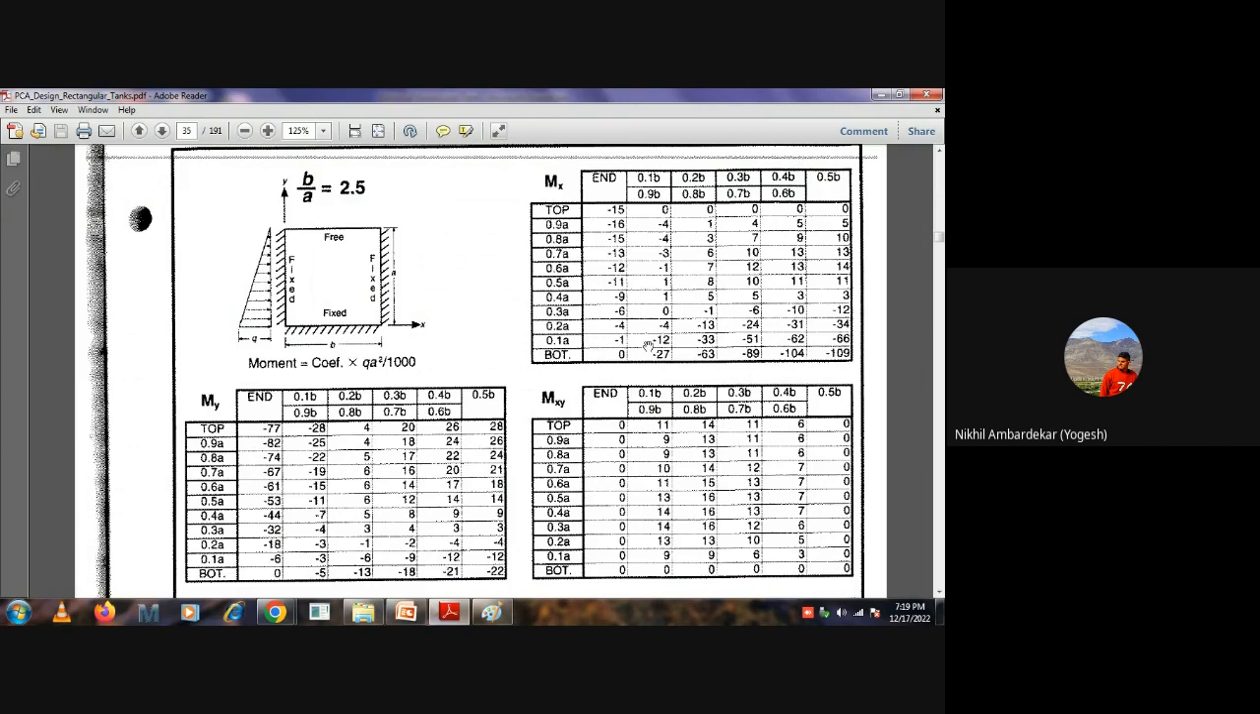Just go to this table for Mx. I want to find Mx, that is for the calculation of the vertical reinforcement. So where is the maximum coefficient? The maximum coefficient is minus 109.